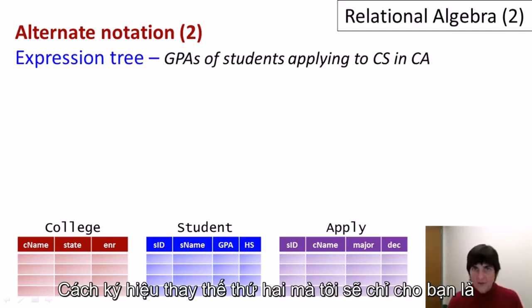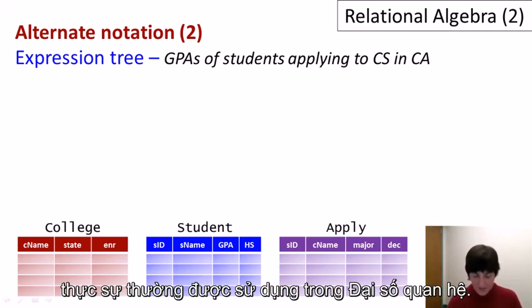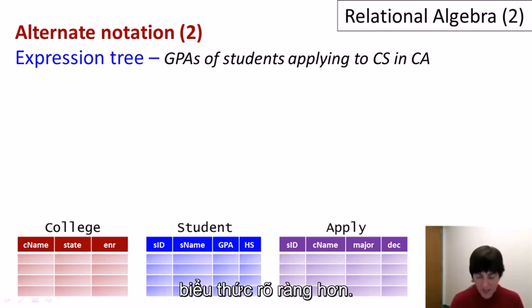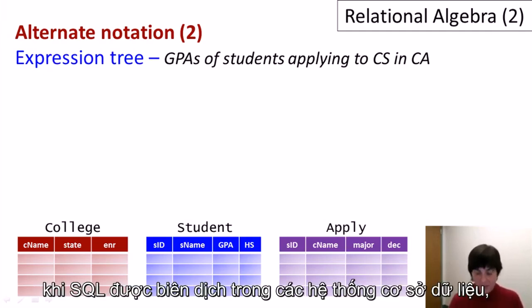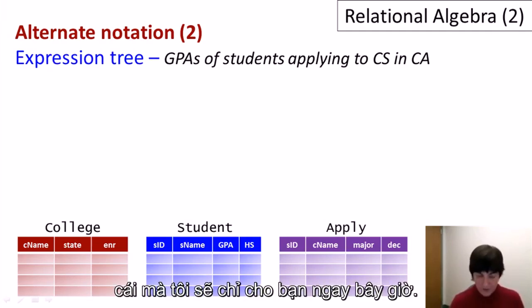The second alternate notation I'm going to show is expression trees. And expression trees are actually commonly used in relational algebra. They allow you to visualize the structure of the expression a little bit better. And as it turns out, when SQL is compiled in database systems, it's often compiled into an expression tree that looks very much like what I'm going to show you right now.